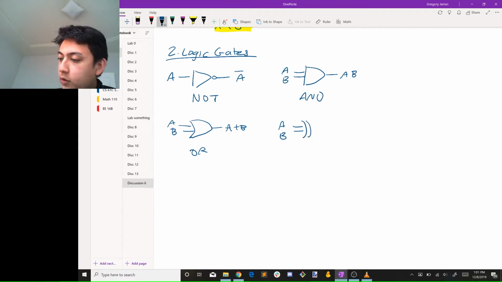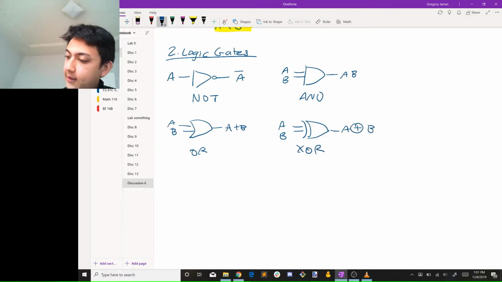And then finally we have XOR, right? XOR looks like OR, but with two of these things on the left. I don't know what they're called. And the difference between AND and OR is that AND has this straight edge on the back, and OR is curved. That's the difference.